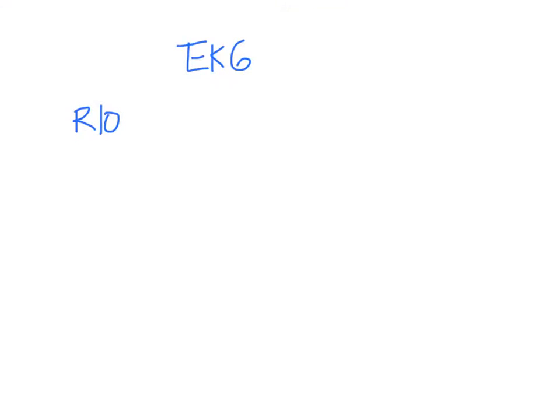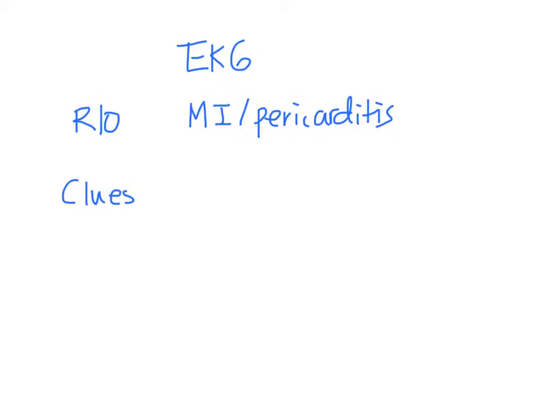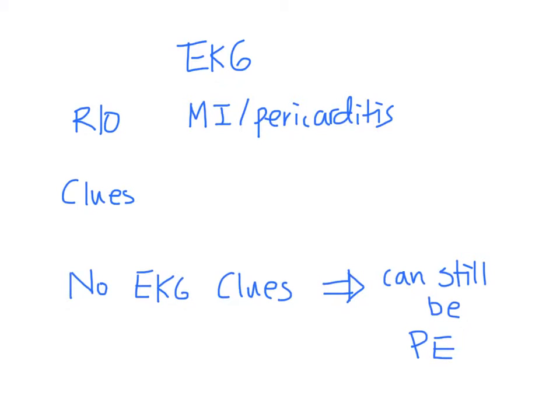And therefore, we use ECG first to rule out other diagnoses, and then we look for other clues that may point towards a PE. Remember that these clues are not present in every patient with PE. And therefore, even if there are no ECG clues, the patient can still have a PE. EKG is not a confirmatory test.